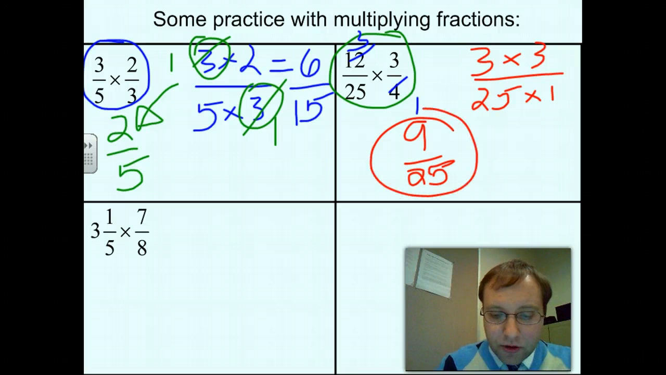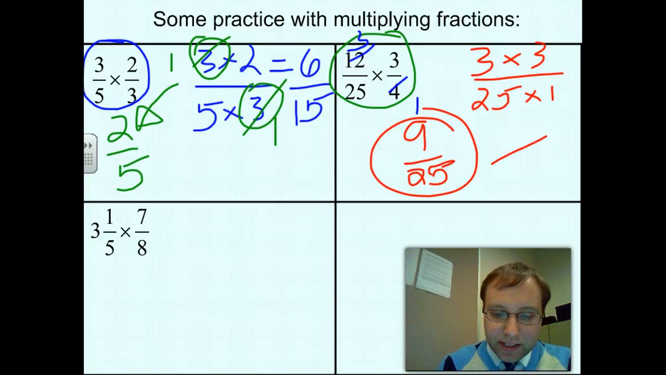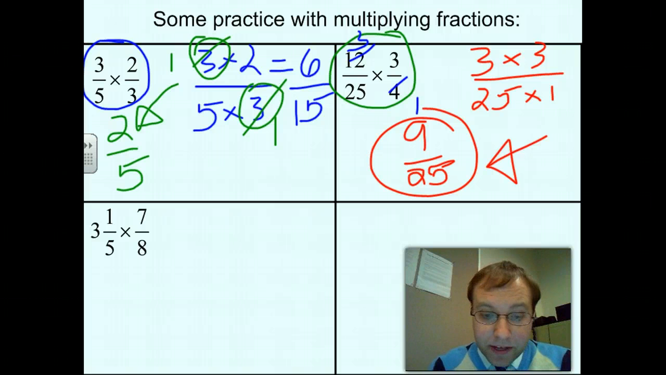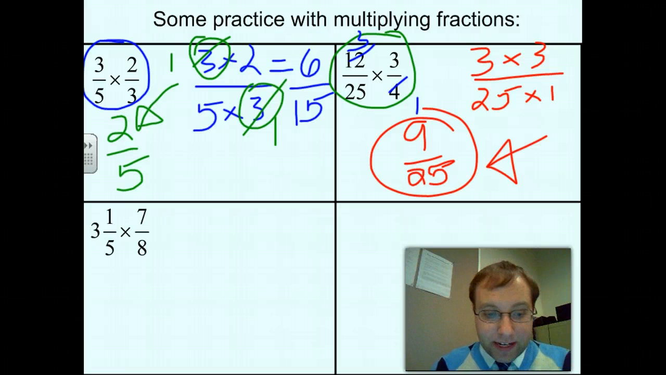Of course, you could go through and multiply 12 by 3 to get 36, 25 by 4 to get 100, and get to 36 over 100, divide each by 4, and you will eventually get to 9/25 anyway. But if you want to jump that process a little bit and simplify, then we can do that right before we multiply. And now down in the lower left-hand corner, we see an example where we have a mixed number multiplied by a fraction. We want to convert the mixed number to an improper fraction to make sure that we actually do get to the right answer.